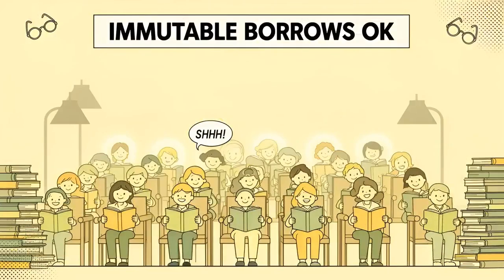But if you only want to read the book, an immutable borrow, the librarian is happy to hand out many copies of the reference at once. A dozen silent readers can all look at the same page simultaneously. Reading does not change anything, so there is no conflict between them.